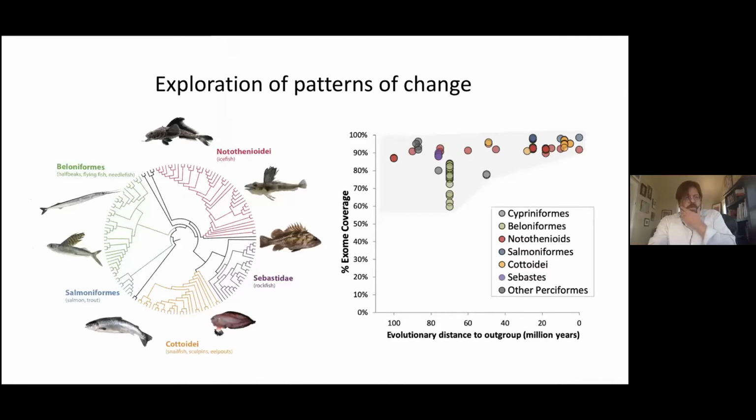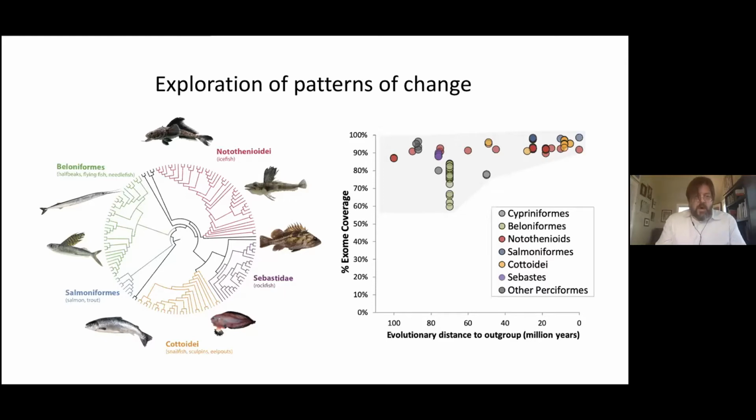So I want to finish just by talking a little bit about this, to bring it to a close. We've done this, as I said, in notothenioids, which are right here. We've extended this analysis to over 250 species of teleosts. You can see some of them here: rockfish, snailfishes, sculpins, salmon, beloniforms, flying fish. And across the board, we see that we can actually pull down about 80 to 90% of the coding and non-coding sequence we target, and this allows us to look at variation of these different novel phenotypes.